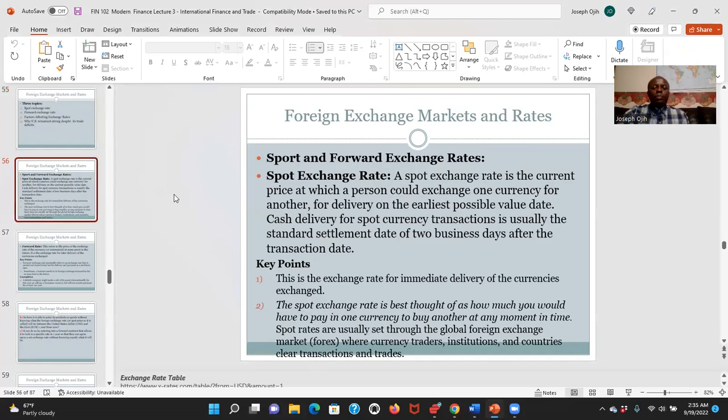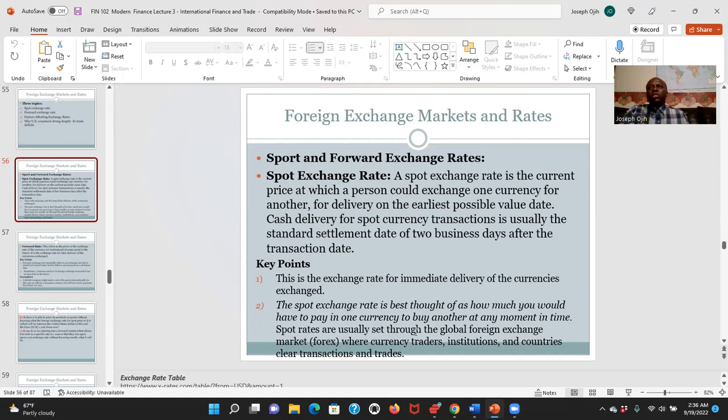Now, let's start with the spot exchange rate. A spot exchange rate is the name we use to describe the current price at which a person can exchange a currency for another currency. So the current price at which you can exchange the US dollar for the euro, for example, is the spot exchange rate for the euro-US dollar currency pair. So it is the exchange rate for immediate delivery of the currency exchange.